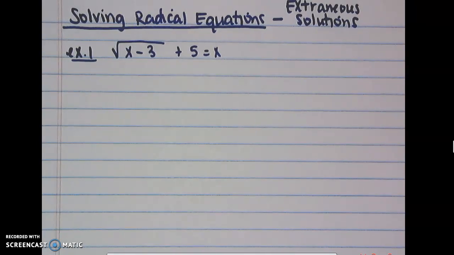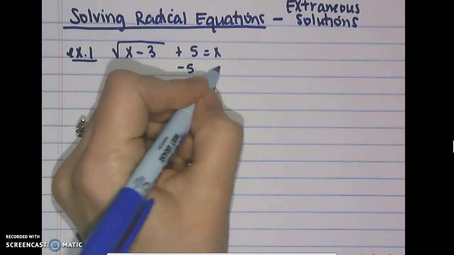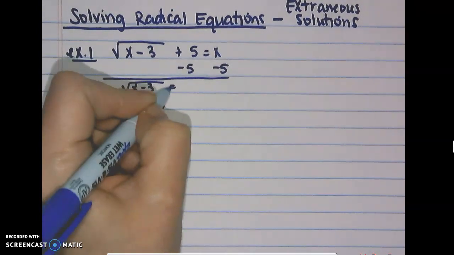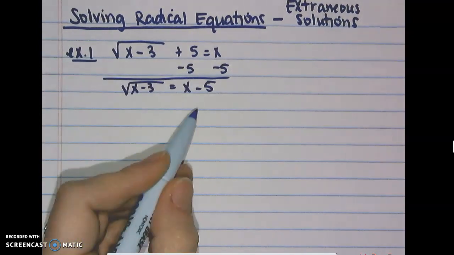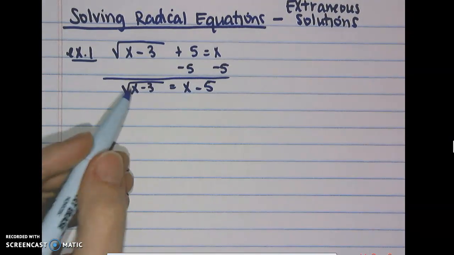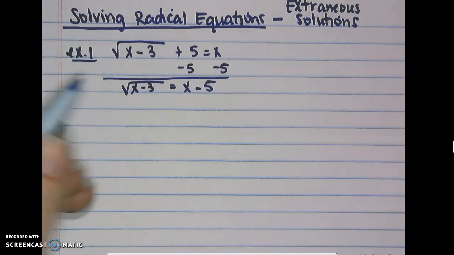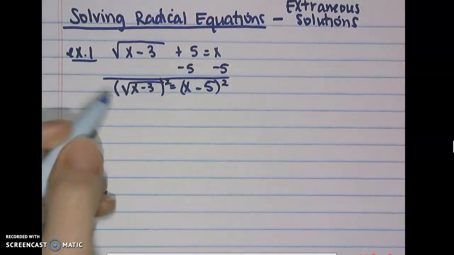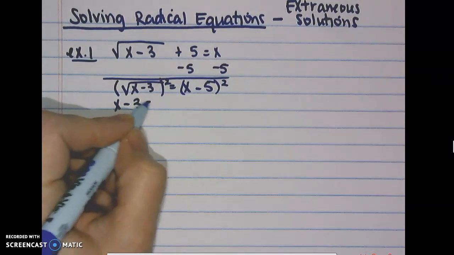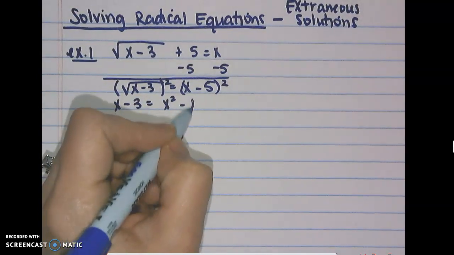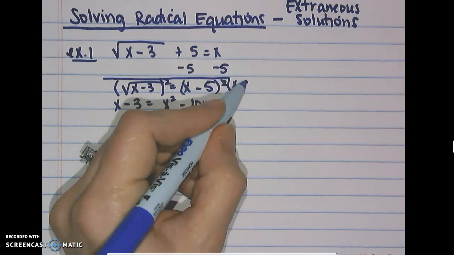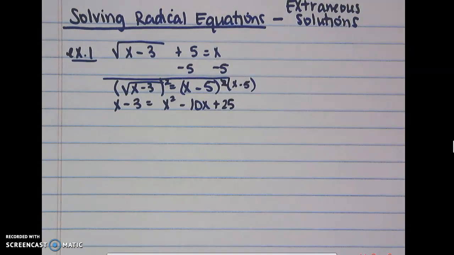Just like we did prior to this, we are going to isolate the radical, get that by itself. So that means we're going to have to subtract 5 on both sides. So we have the square root of x minus 3 equals x minus 5. Those two things aren't like terms for us to combine, but we do need to work on getting rid of the radical. So we're going to square both sides just like we did yesterday, and we would get x minus 3 equals x squared minus 10x plus 25. So remember, when you square it, you've got to write it twice and distribute.